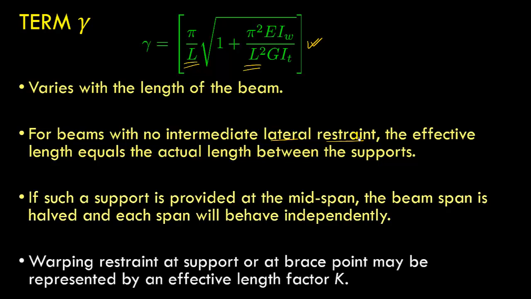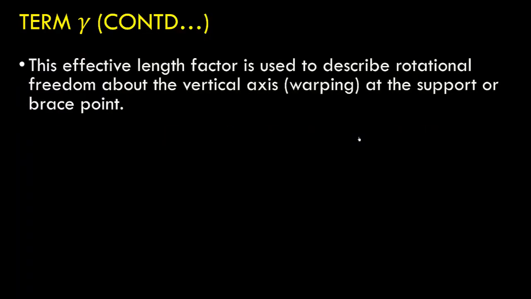And next, the warping resistance at the support or at the braced point may be represented by the effective length factor K. So we are introducing another factor, K, the effective length factor, wherever we have a braced point or we are providing warping resistance, say at a support. This factor K is used to describe the rotational freedom about the vertical axis, that is warping, at the support or braced point, and it is related to the warping action.